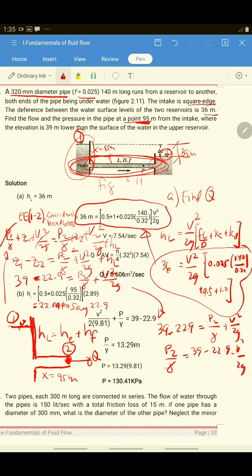Okay, so this will be the answer. We have 13.29 meters, so multiply the unit weight by 13.29. So the pressure at section 2 is 130.41 kPa. Okay? So I hope you understand the problem.